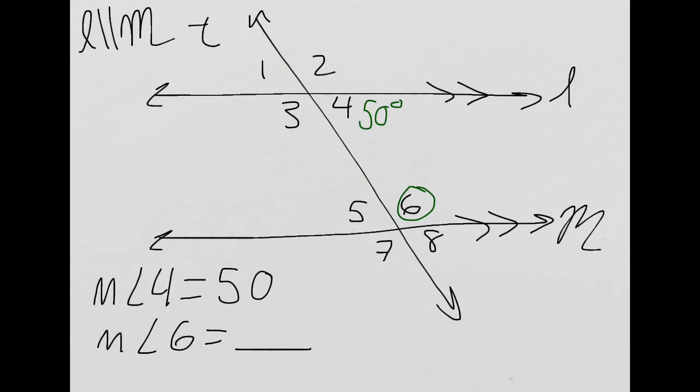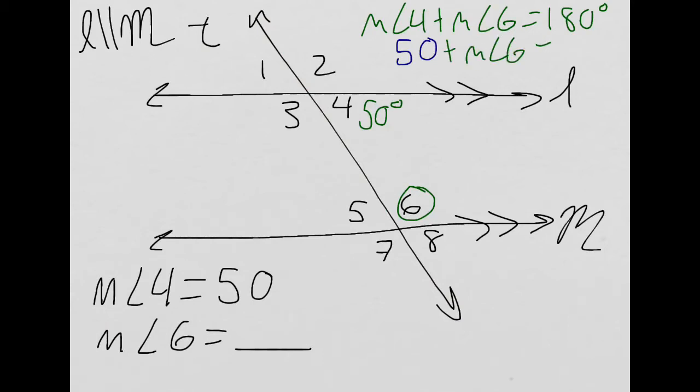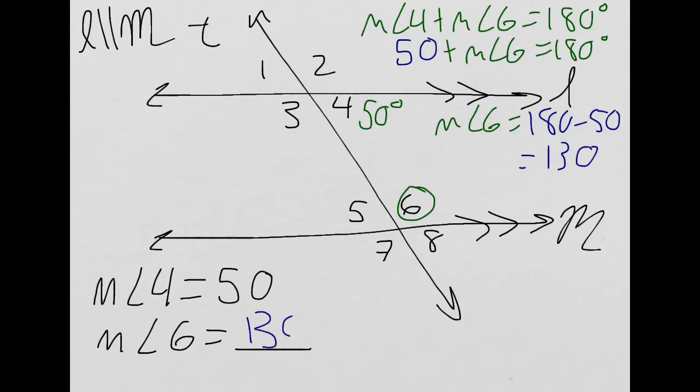So using our postulate 3-1, which says that same side interior angles are supplementary, I know that measure of angle 4 plus measure of angle 6 equals 180. I know the measure of angle 4 is 50 degrees. So I can just do some quick algebra, and I find that measure of angle 6 equals 180 minus 50. So measure of angle 6 equals 130 degrees.